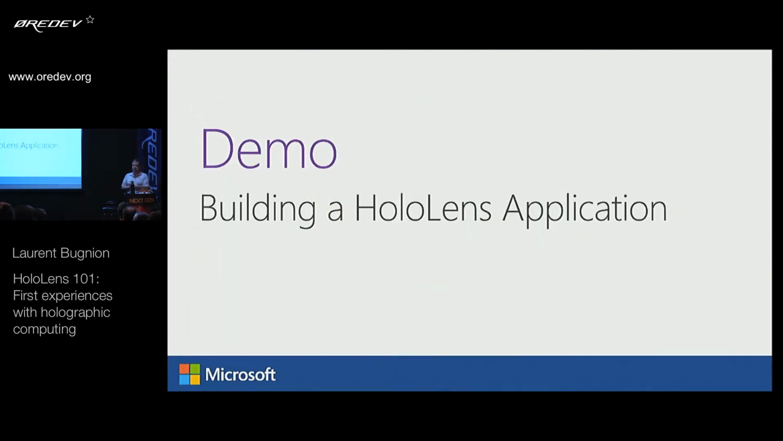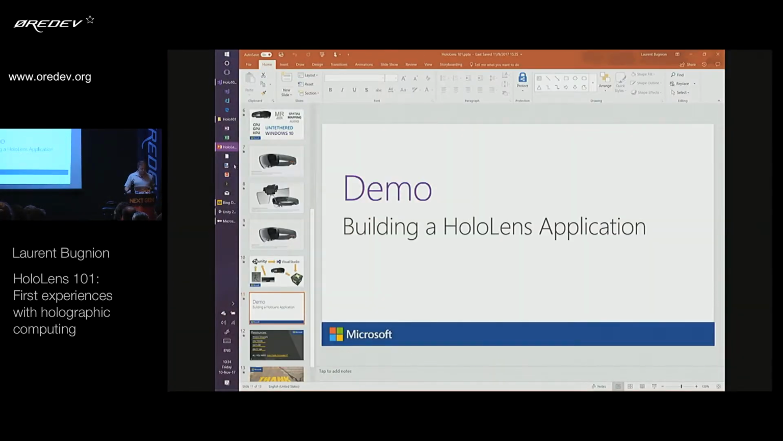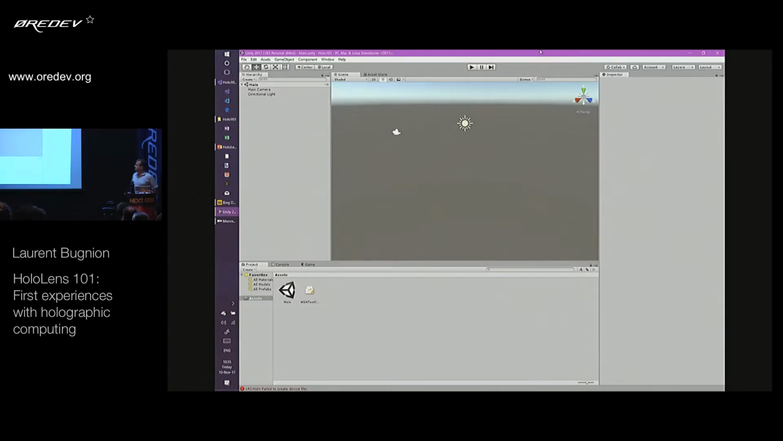Okay, so I'm going to show you a demo, and we're going to build a super simple HoloLens application, just so you get a feel of how the development process goes. So in order to do that, I'm going to switch to Unity. And here I created just a new project. That's what you get.